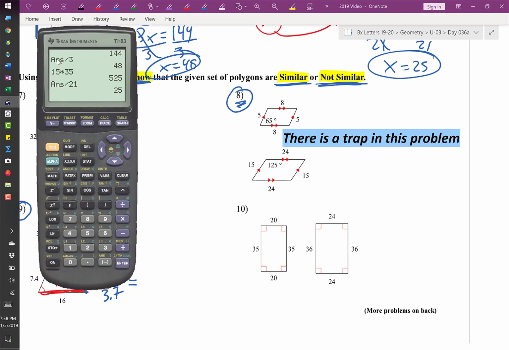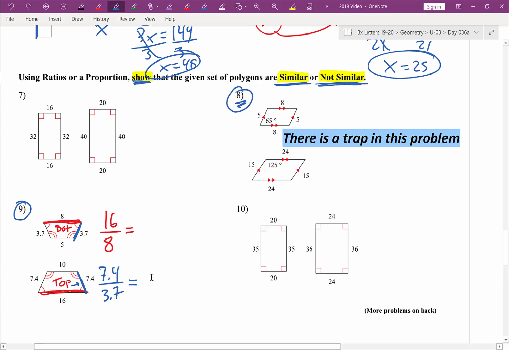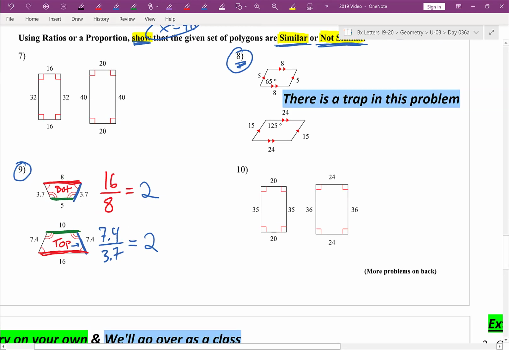Let's see. So 16 over 8 is clearly 2. 7.4 divided by 3.7. Not so clearly 2, but 2 nonetheless. And then the last one we have to do is that final base 2, the top of the trapezoid, because that needs to grow at the same rate also, and we'll have 10 over 5, and that is clearly 2.